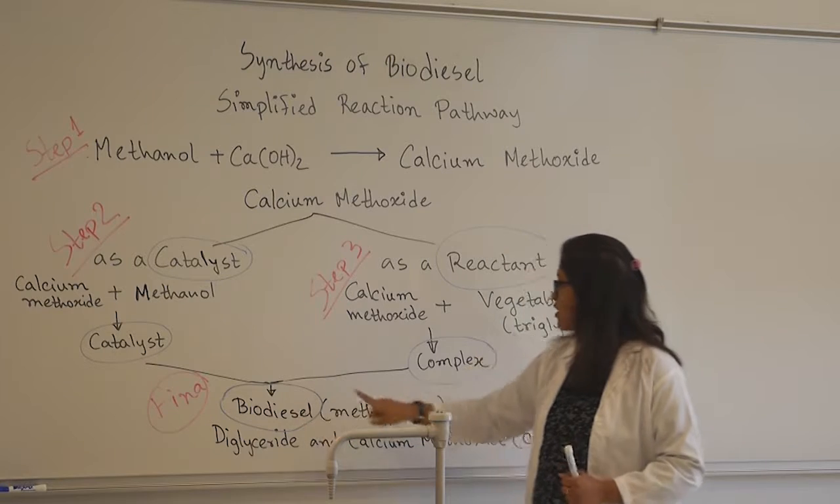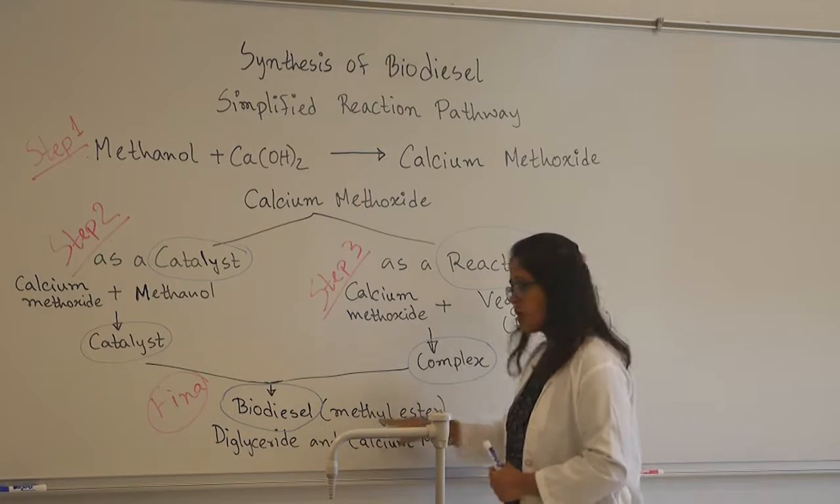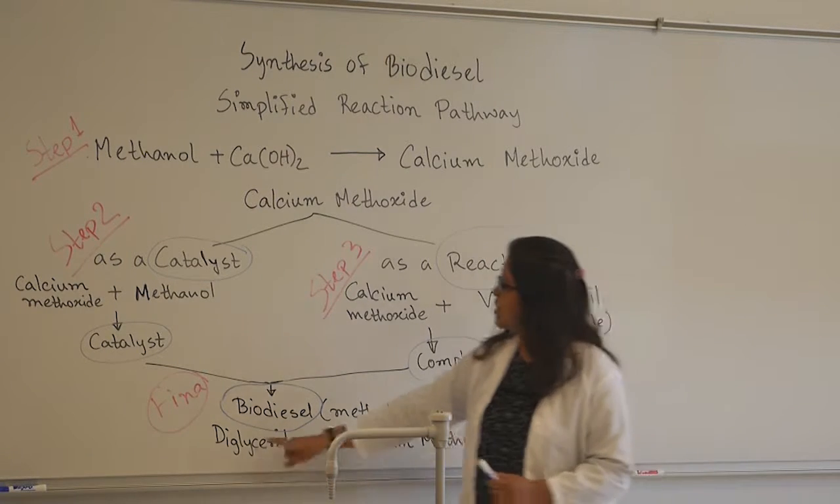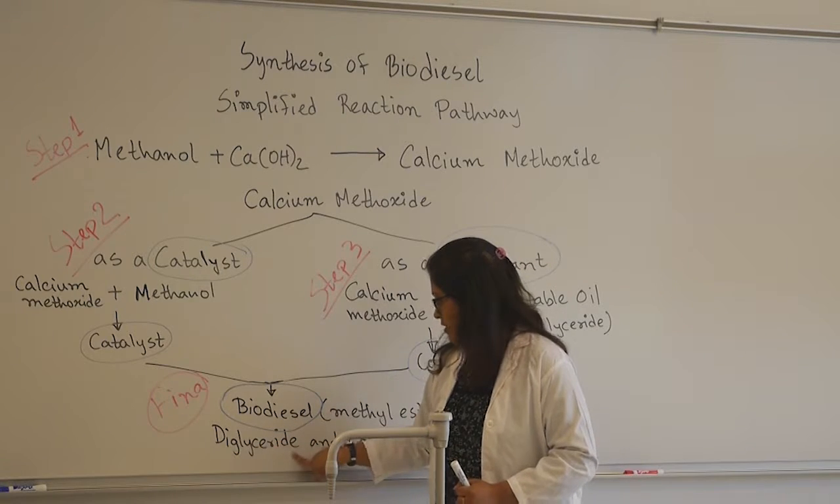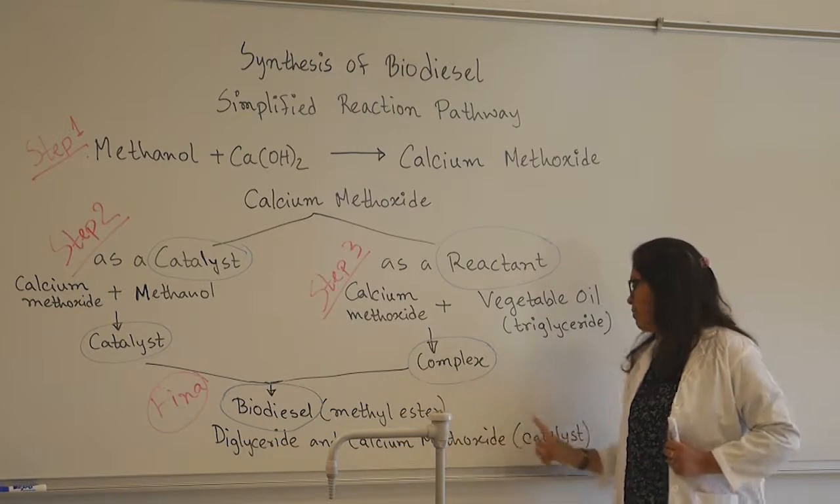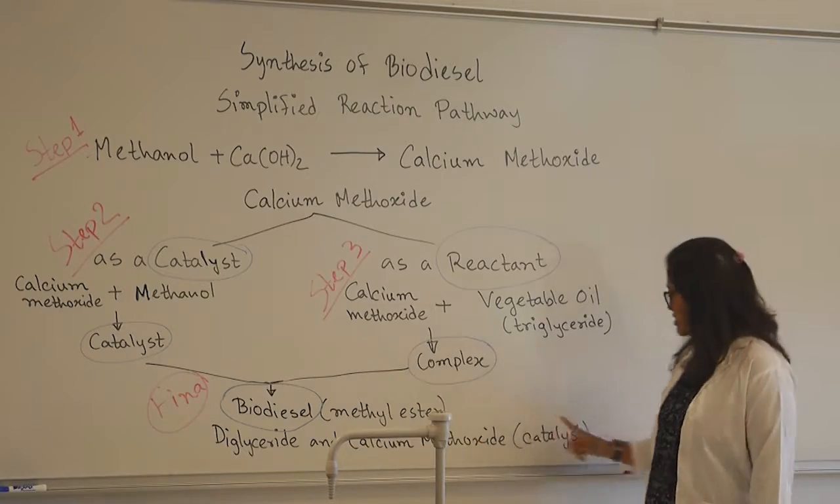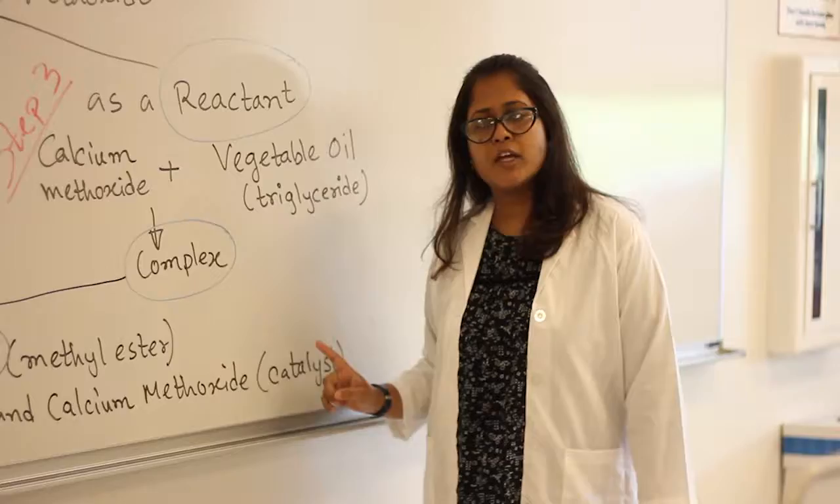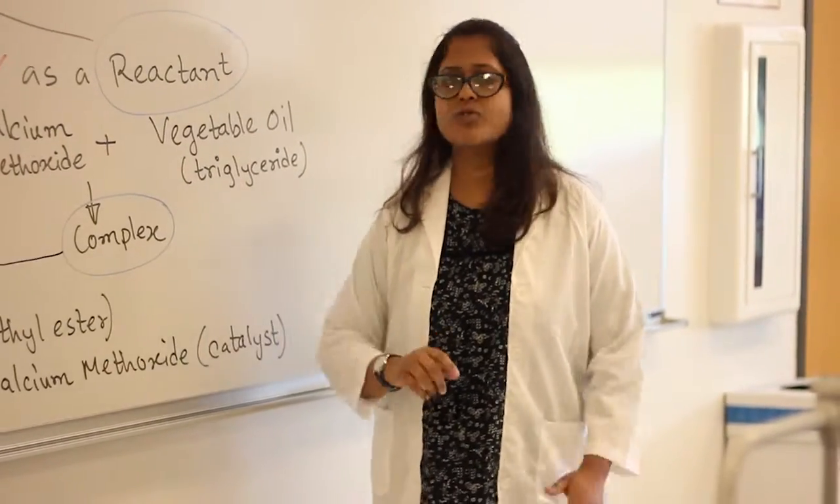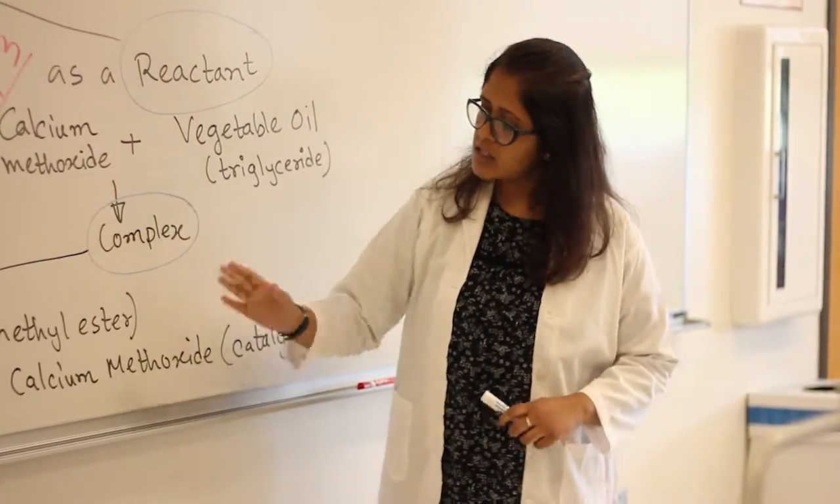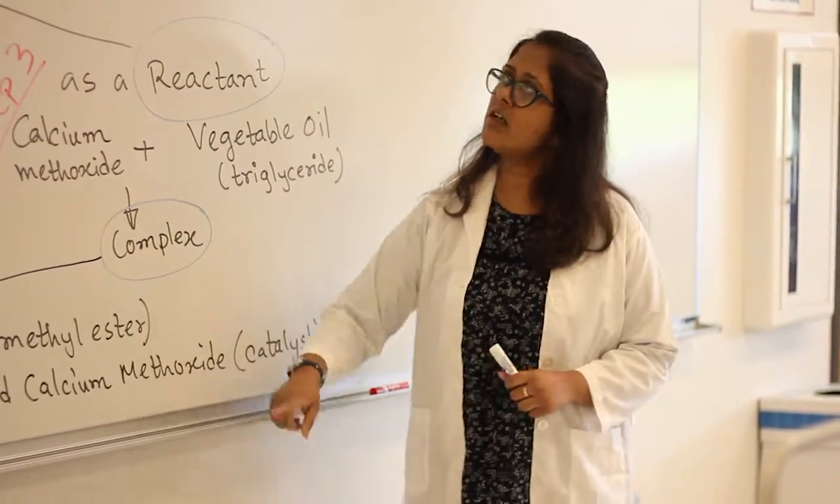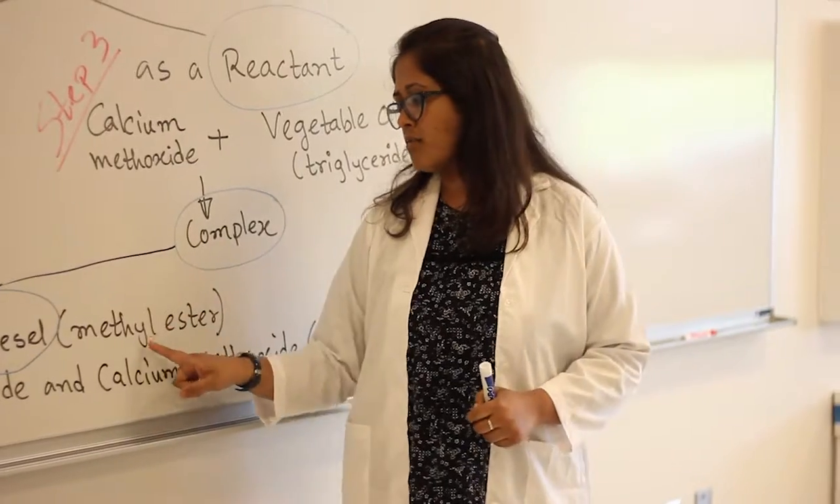Biodiesel is actually a kind of ester, a methyl ester. And the two byproducts are the diglyceride and calcium methoxide. You can see it's a catalyst. It was a catalyst, so it gets regenerated. So this is the simplified version of synthesizing a biodiesel. Here, methyl ester.